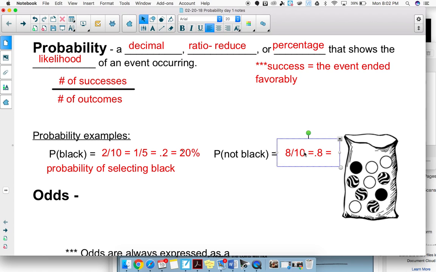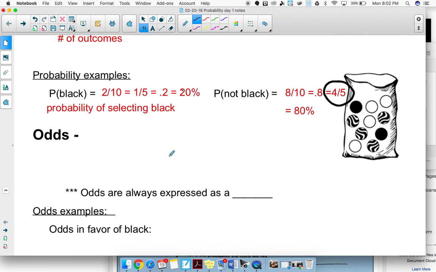If we did a reduced fraction, we'd get 4/5. And if we did a percentage, we would just take the decimal here and move it 2 spots to the right. So we would move that over 2 spots, and that would be 80%. I don't care which way you write it, but if you do the fraction, make sure you do the reduced fraction like this. Okay.